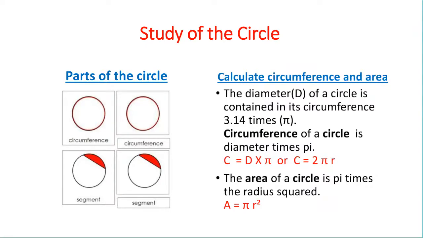Study of the circle begins with learning the parts of the circle and positions of lines and segments in relation to the circumference, like tangent, secant, external, and internal. The understanding of pi is taught using concrete materials and used to calculate the circumference and the area of the circle.